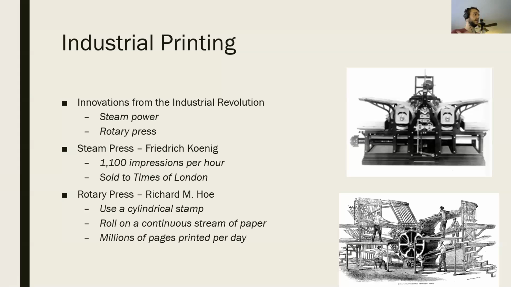And with the development of this rotary press, millions of pages could be printed in a day. So this would make it possible to make a very rapid publication, such as a newspaper, that could be printed for a very large number of customers as well. So we see just how quickly the process of printing could be completed.